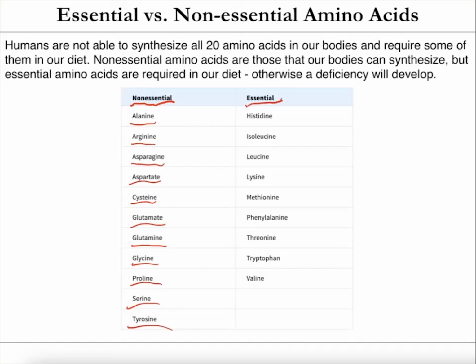Now, the essential amino acids, so histidine, isoleucine, leucine, lysine, methionine, phenylalanine, threonine, tryptophan, and valine, those are required in your diet. If you don't get enough of these amino acids, you'll develop basically a deficiency, and it can cause all sorts of problems because you need all 20 of these amino acids to build up every one of the proteins in your body. So if someone says, this contains essential amino acids, that means that those amino acids cannot be synthesized by your body. They need to be ingested through your diet.